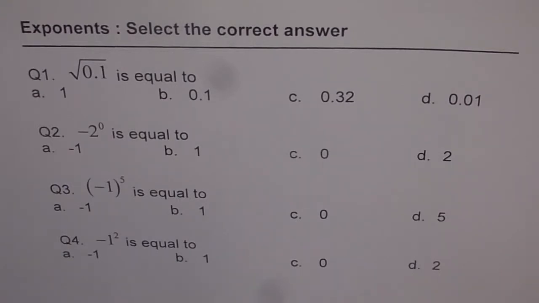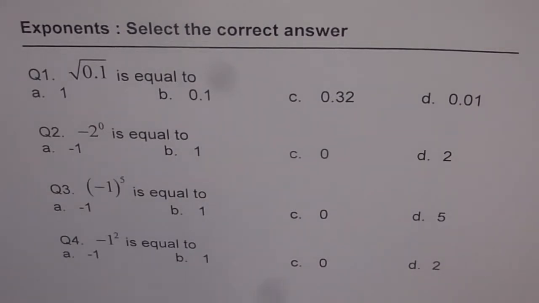Third one is, minus 1 to the power of 5 is equal to minus 1, 1, 0, or 5. Question 4 is, minus 1 squared is equal to minus 1, 1, 0, or 2. These are the four questions which I think are very critical for the understanding of exponents. So once you have answered, you can check your answers with mine.